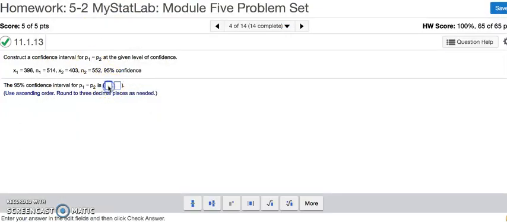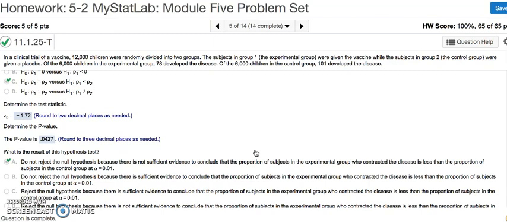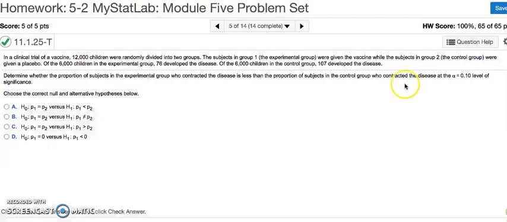So let's see, 0.012 and 0.092. Check answer. There we go. So that's how you do number 4. If you have any questions about that, please let me know. Let's go to the next question and look at number 5. Let's clear this out so we can look at a new one.